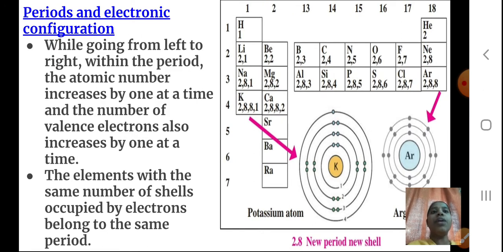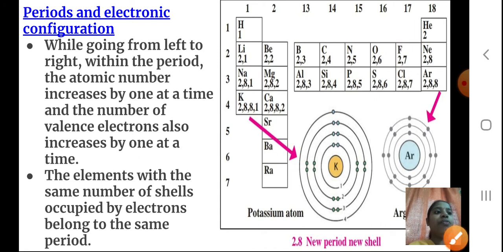While going from left to right, now we will see from left to right; from top to bottom we have seen. Okay, now while going from left to right within the period, the atomic number increases by 1 at a time. Okay, and the number of valence electrons also increases by 1 at a time.